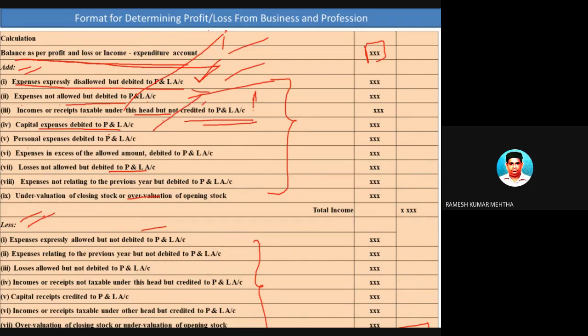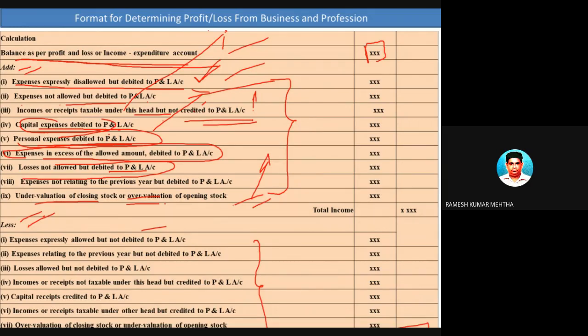Personal expenses debited to profit and loss account should be added. So I told you we are going to speak about this. We are going to give a numerical illustration on this, why it should be added back. Expenses in excess of the allowed amount debited to profit and loss account should be added. Loss not allowed but debited to profit and loss account. Also, undervaluation of closing stock and overvaluation of opening stock should be added. There is a numerical illustration of why it should be added. What is the logical reason why it should be added back to profit to arrive at the correct amount of profit.